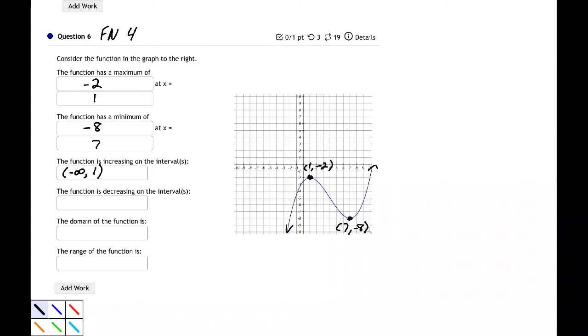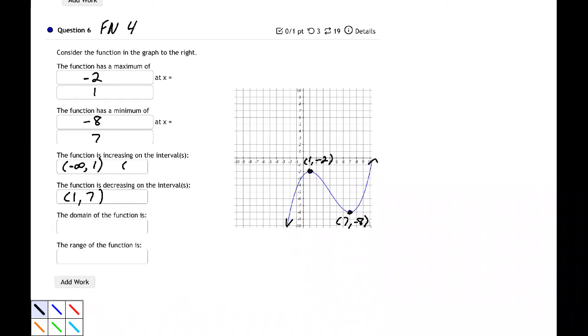Next, our function decreases from 1, negative 2, over to 7, negative 8. So that is the interval parentheses 1, comma 7, close parentheses. Then our graph increases again from 7, negative 8 to the right. So that would be the interval parentheses 7, comma infinity, close parentheses. And that's an interval of increasing, so I'm actually going to put that in that increasing box.